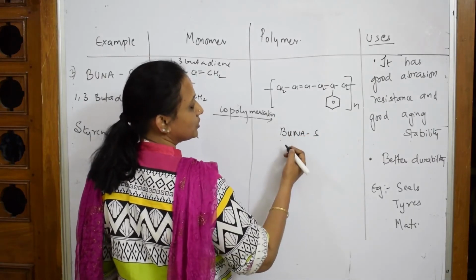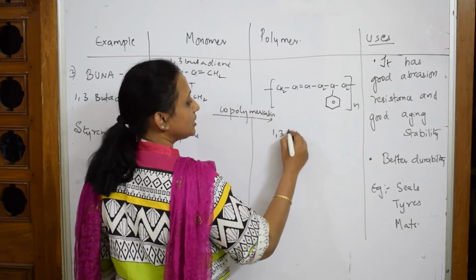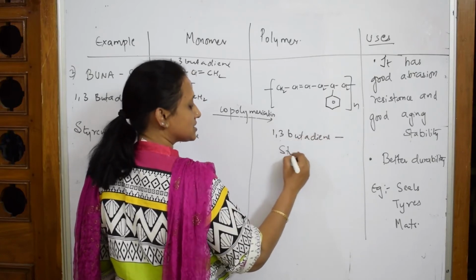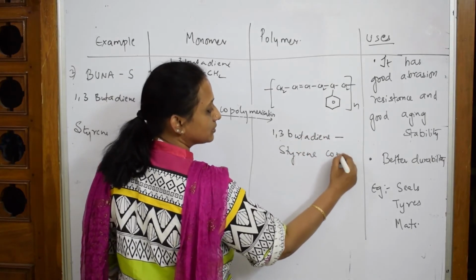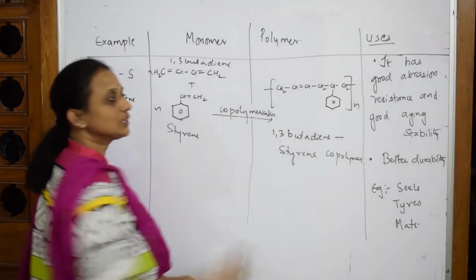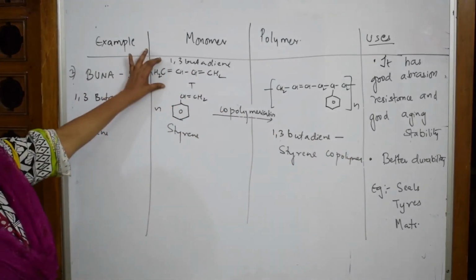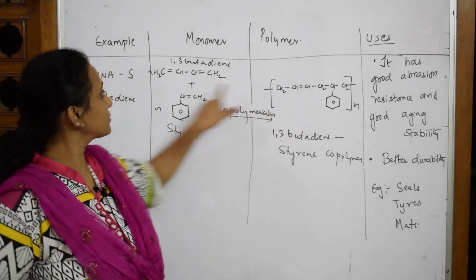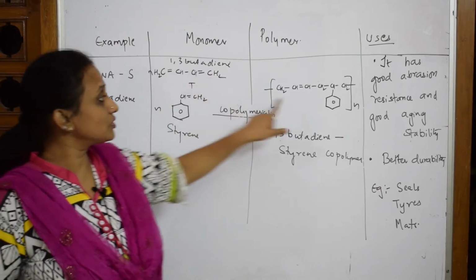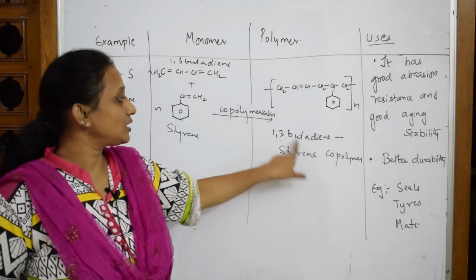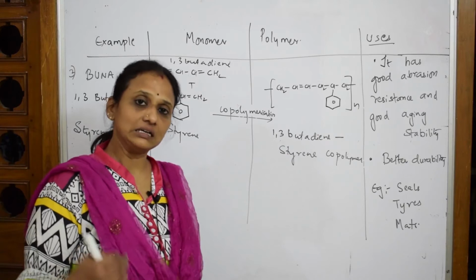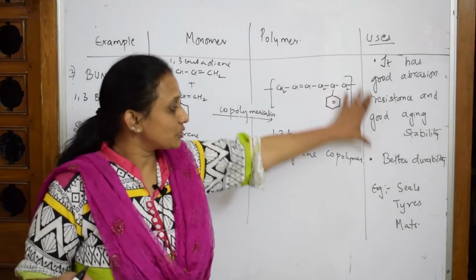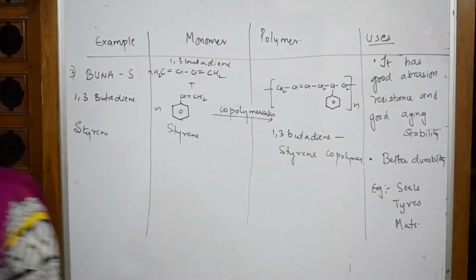This is called BUNA-S, or we can write 1,3-butadiene hyphen styrene copolymer. You can write like that also because both have combined together. Done. So pick up 1,3-butadiene, BUNA and styrene. This is styrene. Write the formula from the first position. The double bond is going to shift to the second position and you're going to write 1,3-butadiene styrene copolymer. In the earlier one, 1,3-butadiene acrylonitrile copolymer. So these are the properties and these are the uses.